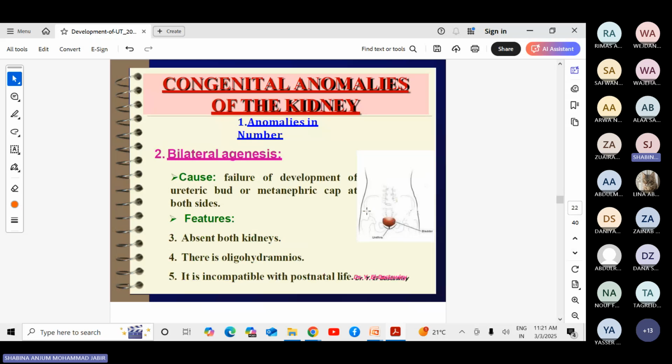There could be bilateral agenesis. Bilateral agenesis is incompatible with life. The baby cannot survive with this. In this condition, there will be failure of development of the ureteric bud or metanephric cap on both sides.